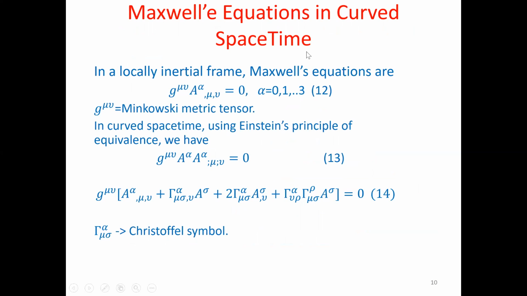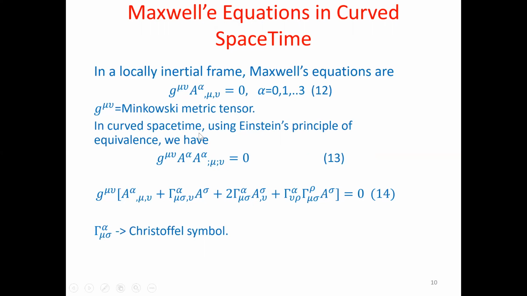Maxwell's equations in curved spacetime. In a locally inertial frame, Maxwell's equations are given by this equation here. So here, comma denotes the conventional partial derivative. g is the Minkowski metric tensor. We have got 4 such equations because we have got 4 components of the vector potential. And this whole thing is nothing but the 4-dimensional Laplacian operator or wave operator.